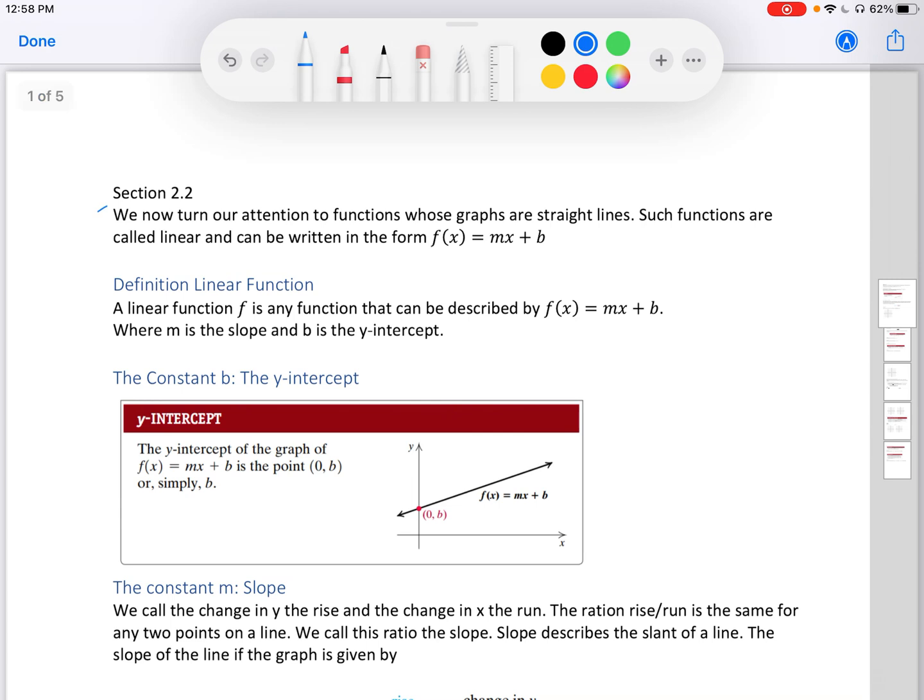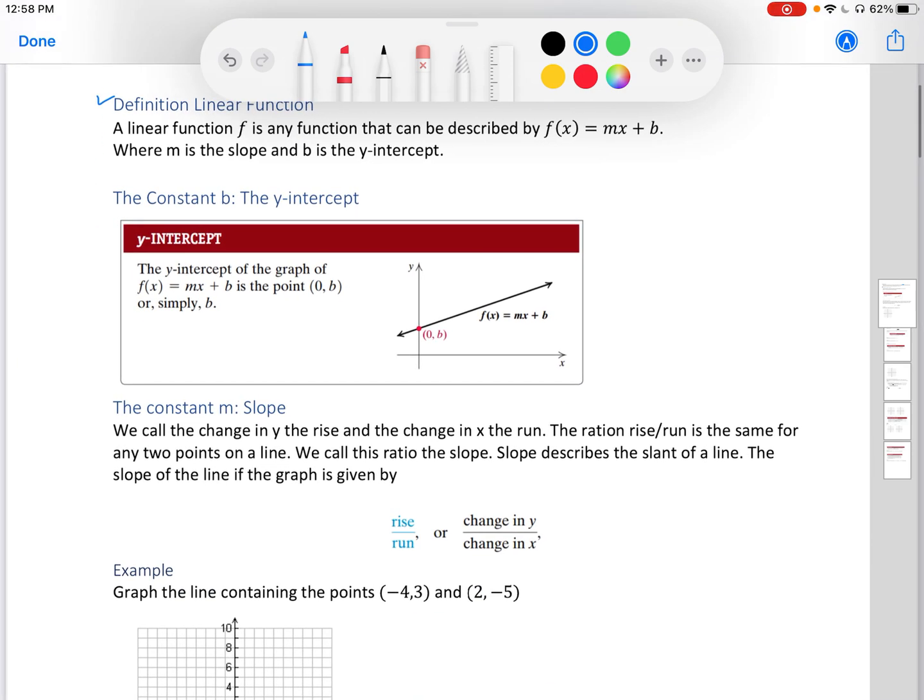To begin, we turn our attention to functions whose graphs are straight lines. Such functions are called linear and can be written in the form f of x equals mx plus b. Definition of a linear function: a linear function f is any function that can be described by f of x equals mx plus b, where m is the slope and b is the y-intercept.